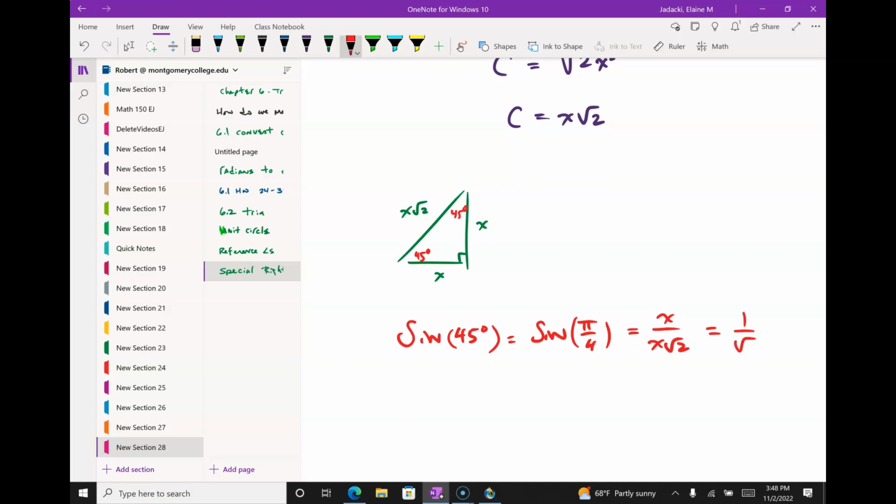So what cancels here? X's. I get 1 over square root of 2, and I'm going to rationalize that. Again, 1 over square root of 2 is 1 over square root of 2 times 1, and the version of 1 I'm going to use is rad 2 over itself. And so I get square root of 2 over square root of 4, which is square root of 2 over 2, right? There it is, my 45 degree, my pi over 4 reference angle.